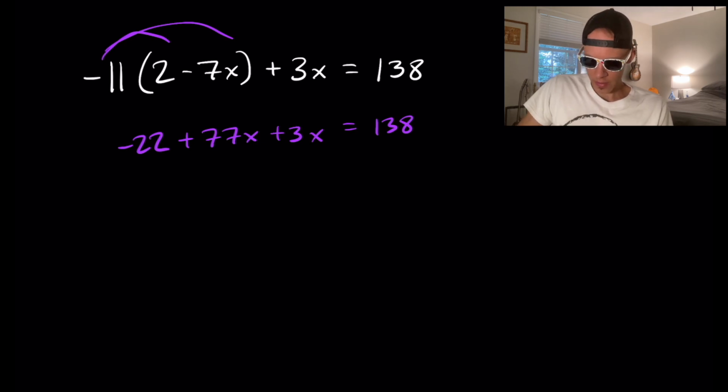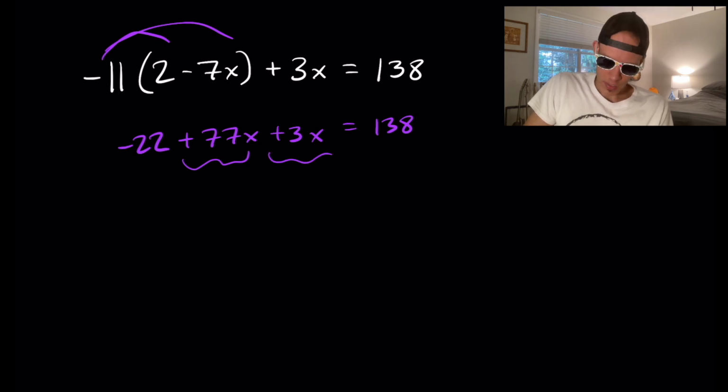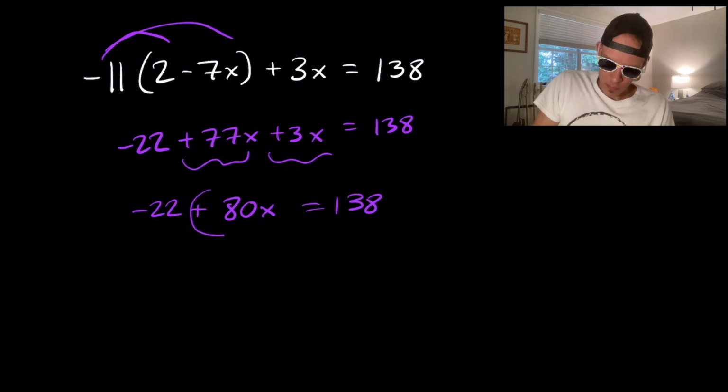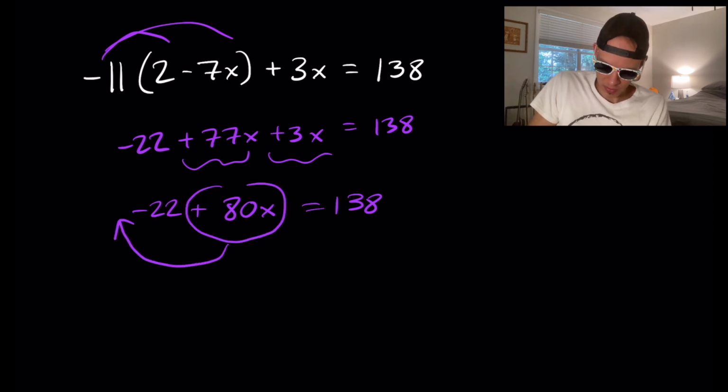All right, so now looking at this, before we do any reverse PEMDAS stuff, let me just combine some like terms. I see that I have an x term here and an x term here, so I can combine them. So 77x plus 3x is going to be 80x, and I'll bring down everything else. All right, I like to have my variable term first on the left side of the equal sign. So I'm just going to move this positive 80x in front of the minus 22. So I have 80x minus 22 equals 138.